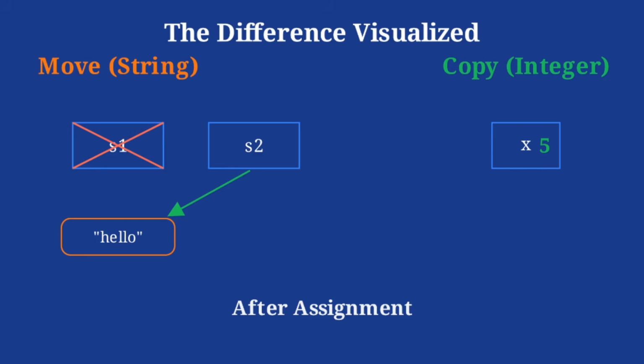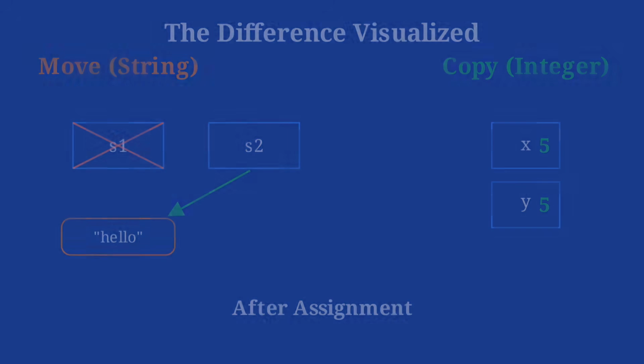On the right, we have our integer. The variable x contains the value 5 directly on the stack. When we assign x to y, Rust simply copies that value into a new stack location. Both variables now have their own independent copy of the number 5. No pointers, no heap data, no complications. This is the fundamental difference. Simple types that live entirely on the stack can be safely copied. Complex types that manage heap data must be moved.